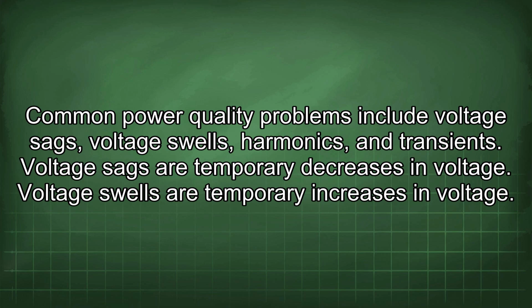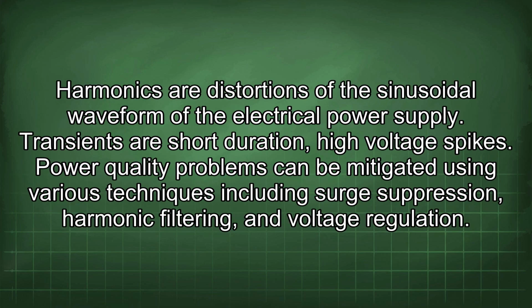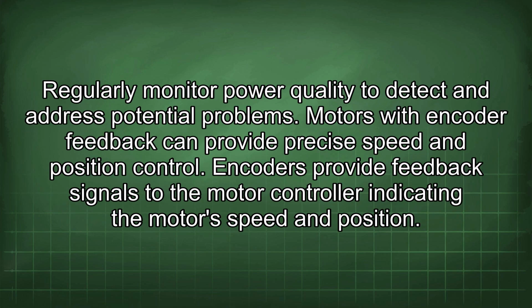Voltage sags are temporary decreases in voltage. Voltage swells are temporary increases in voltage. Harmonics are distortions of the sinusoidal waveform of the electrical power supply. Transients are short-duration, high-voltage spikes. Power quality problems can be mitigated using various techniques including surge suppression, harmonic filtering, and voltage regulation. Regularly monitor power quality to detect and address potential problems.